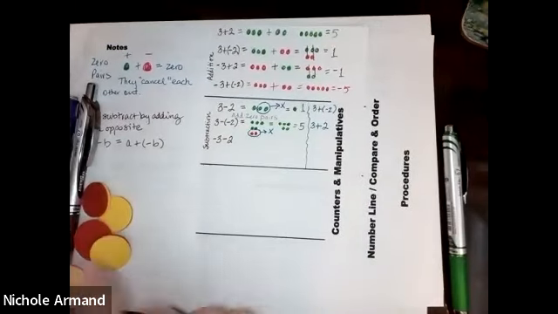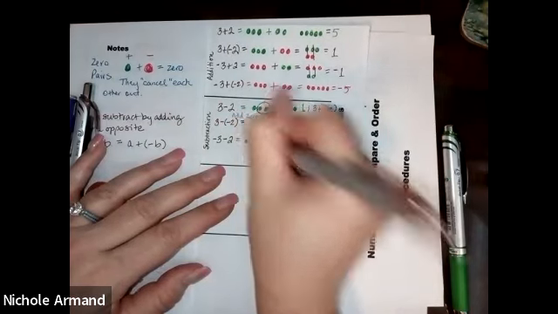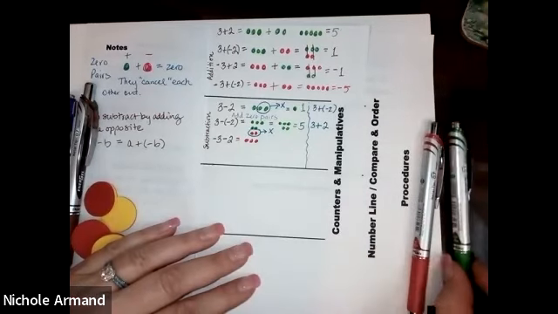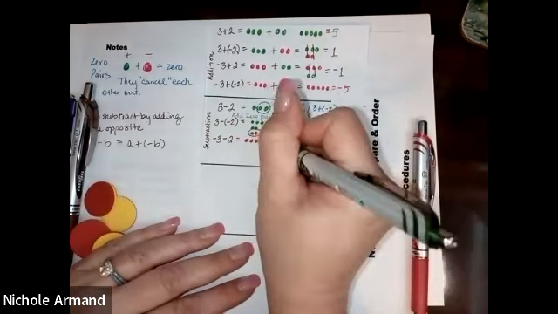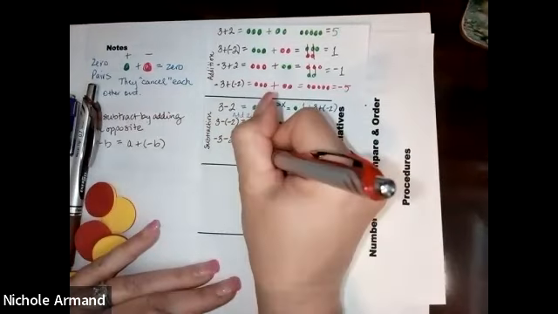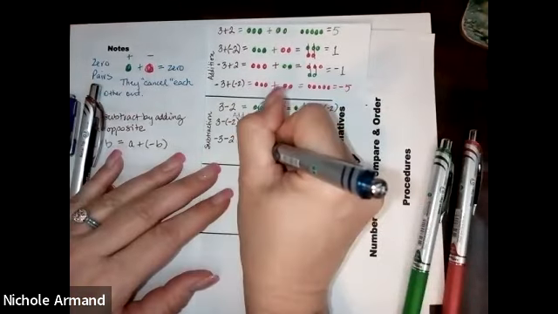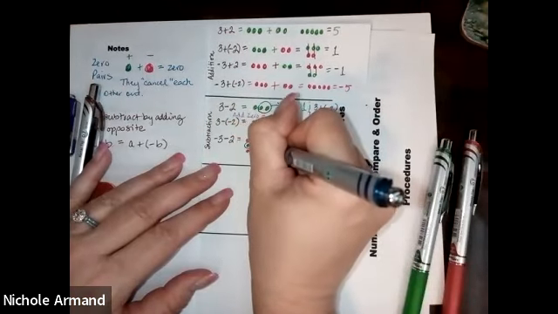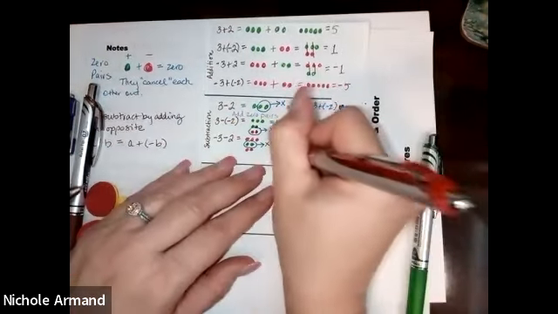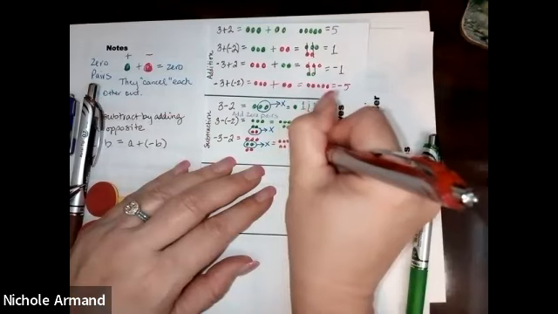We started out with 1, 2, 3 negative counters, and we're trying to remove 2 positive counters. So we can't do that unless we add some 0 pairs. So here's our 0 pairs, and then here are our 2 positive chips that we are going to remove, and that leaves us with 1, 2, 3, 4, 5, -5.